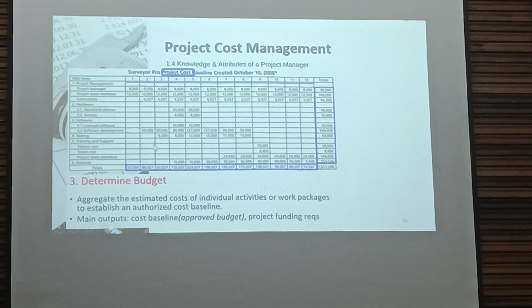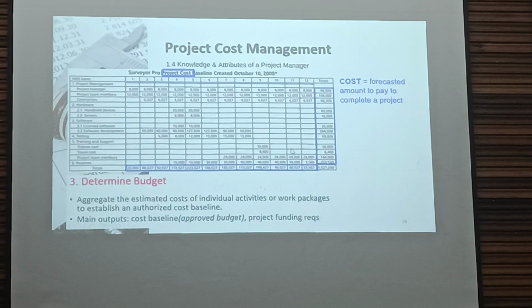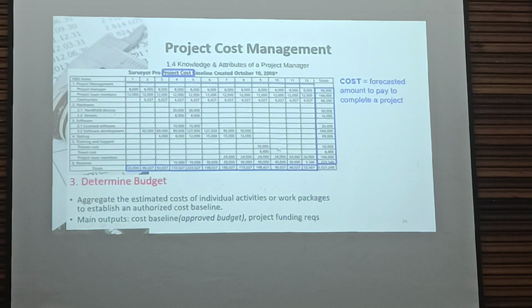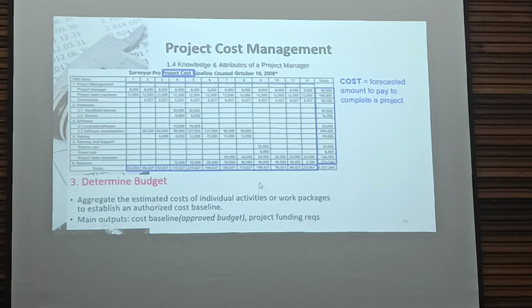So these are costs. The total cost for each item, total cost for each month. So cost is the forecasted amount to pay to complete a project. This slide is to explain the difference between cost and budget. So these are the project costs per item per month.